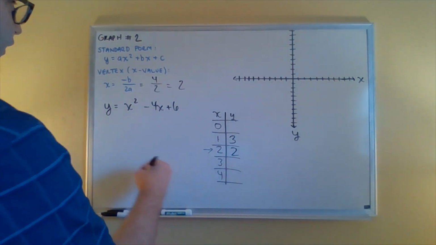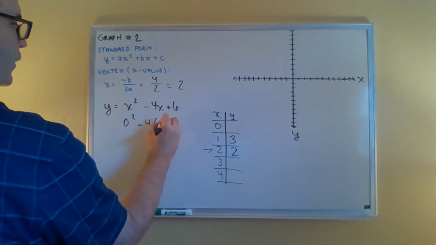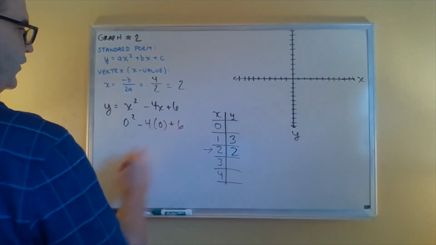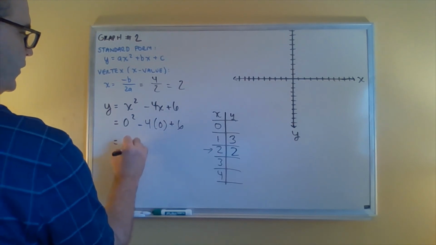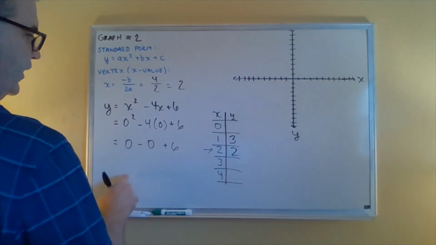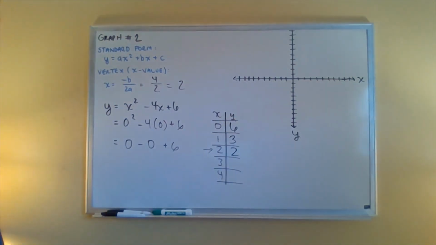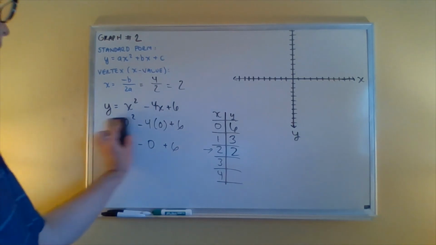Next, we're going to plug in 0 for x. So I'm going to get 0 squared minus 4 times 0 plus 6. Well, 4 times 0 is 0. 0 minus 0 plus 6 is 6. So when x is 0, y is 6.